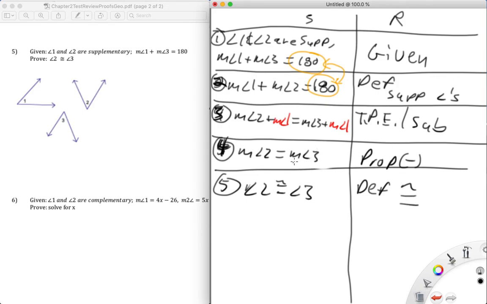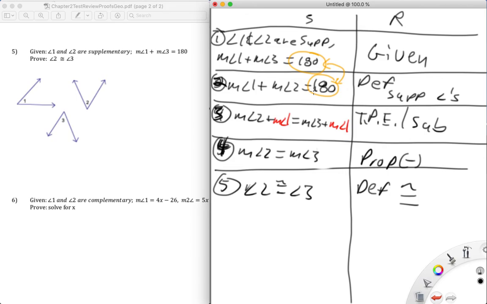Okay. 1 and 2 are supplementary. Angle 1 plus angle 3 equal to 180. They're given to us. If they're supplementary, angle 1 and 2, then I can say the measure of angle 1 plus the measure of angle 2 equals 180. Definition of supplementary angles. And if they both equal 180, 1 plus 3 and 1 plus 2, then I can say they equal each other. The measure of angle 2 plus the measure of angle 1 equals the measure of angle 3 plus the measure of angle 1. Transitive property of equality or substitution.